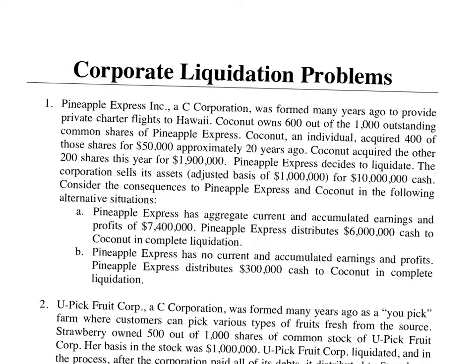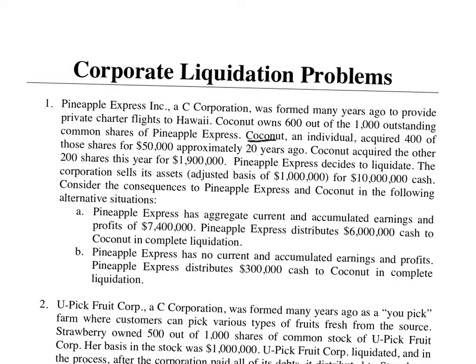So problem 1, we've got Pineapple Express Corporation, formed many years ago to provide private charter flights to Hawaii. Coconut owns 600 out of 1,000 outstanding common shares. Coconut, an individual, acquired 400 of those shares for $50,000 approximately 20 years ago. Coconut acquired the other 200 shares for $1.9 million. Pineapple Express decides to liquidate. The corporation sells its assets, adjusted basis in the assets of $1 million, for $10 million cash. Consider the consequences to both Pineapple Express, which is the corporation, and also Coconut, who's the shareholder.